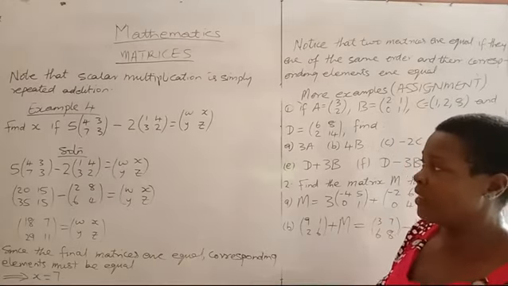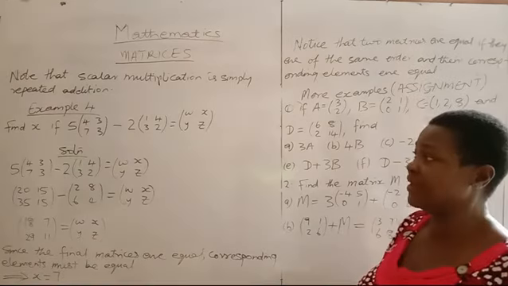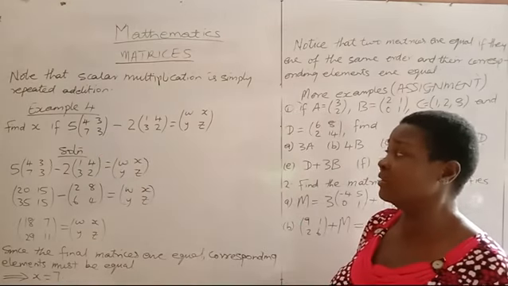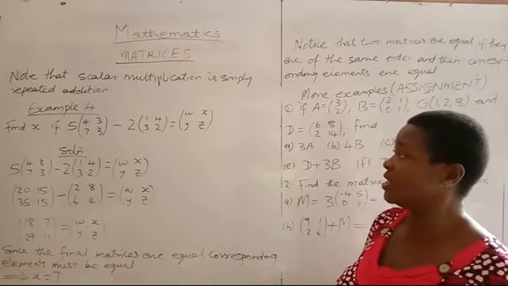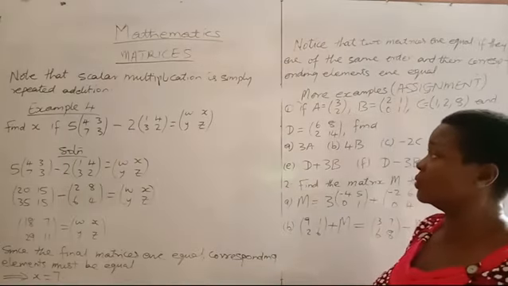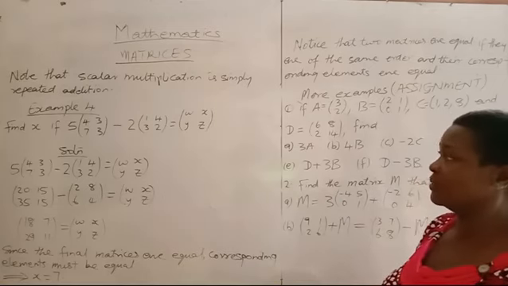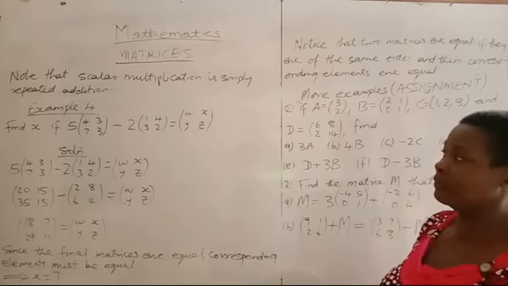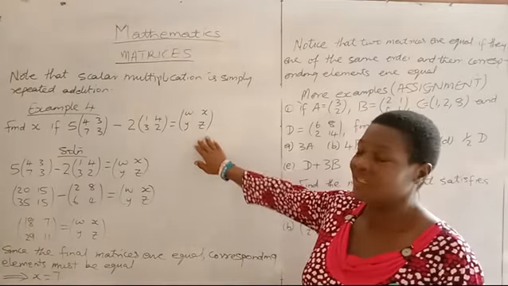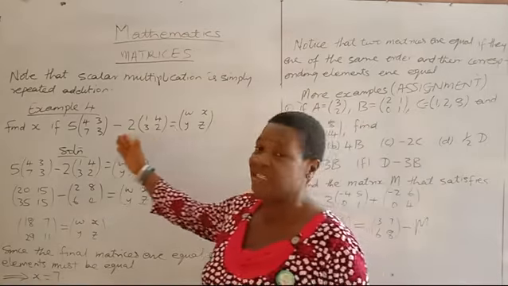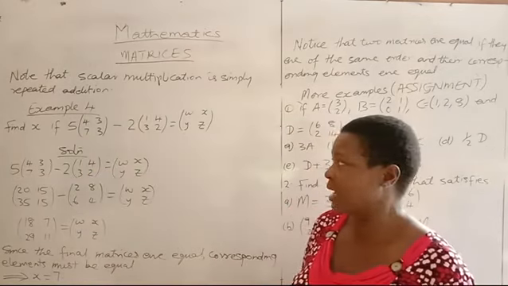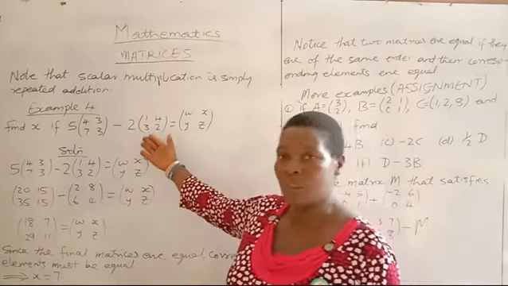Example 4. Find x if 5 into the matrix with elements 4, 3, 7, 3 minus 2 into the matrix with elements 1, 4, 3, 2 equals the matrix w, x, y, z. This operation has 2 steps. The first step is to simplify the left-hand side.